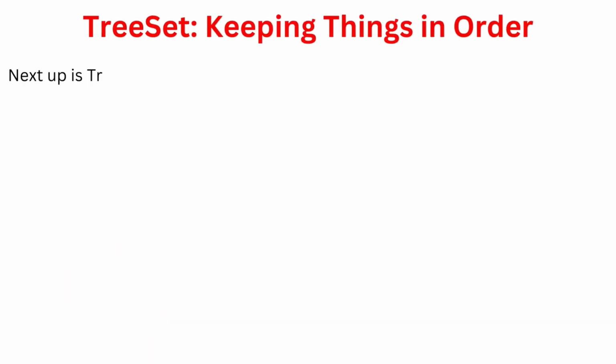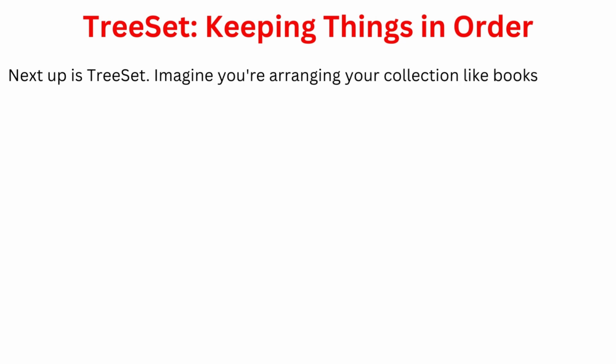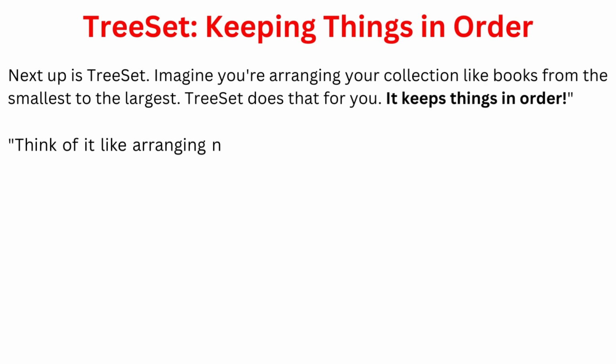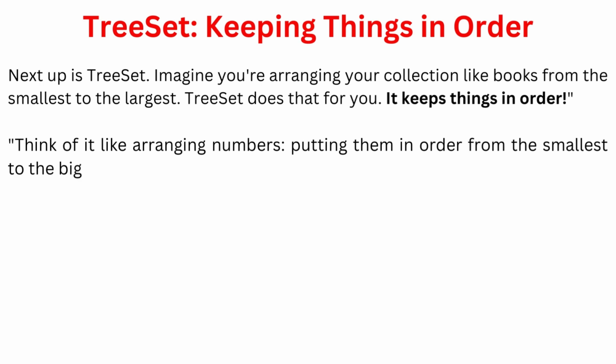TreeSet keeps things in order. Next up is TreeSet. Imagine you are arranging your collection, like books from the smallest to the largest. TreeSet does that for you. It keeps things in order. Think of it like arranging numbers, putting them in order from the smallest to the biggest. TreeSet takes care of this for you.